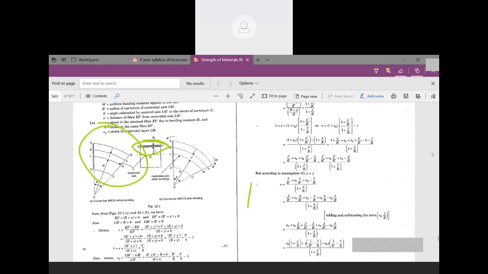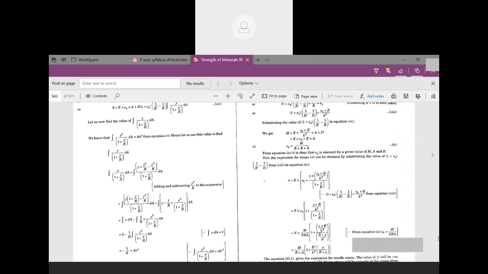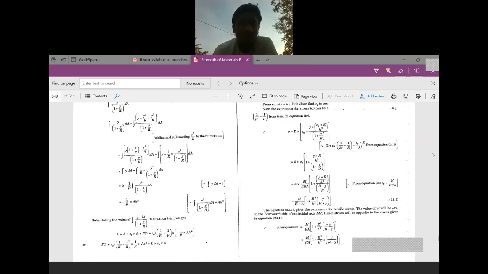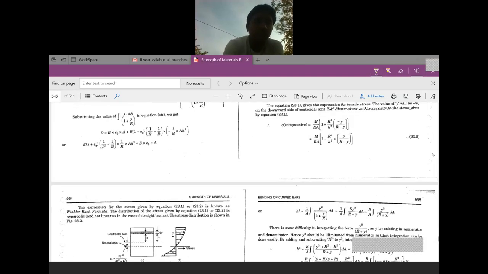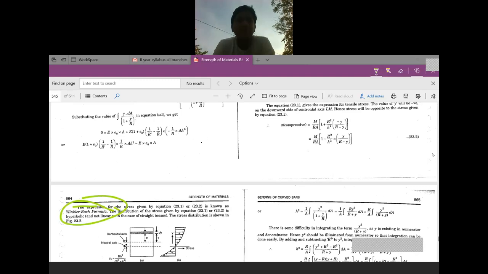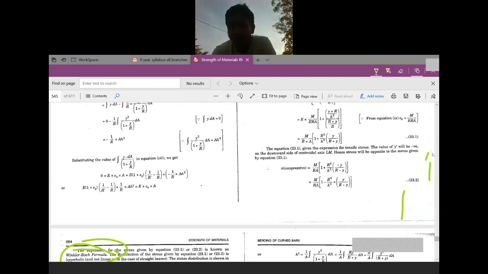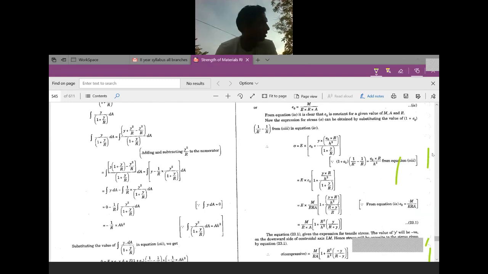Then you will go to here in this derivation. The formula you are going to derive is known as Winkler-Bach formula. Here he has given that the formula you are going to derive is known as Winkler-Bach formula. Here you have two formulas for this one. One is the maximum stress, tensile stress. It is denoted by the formula.